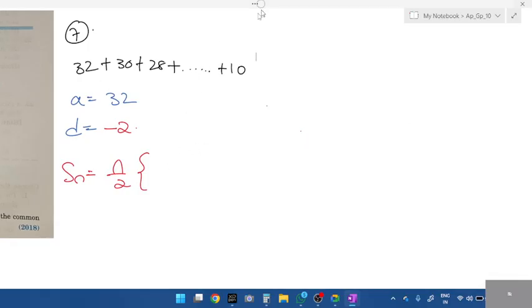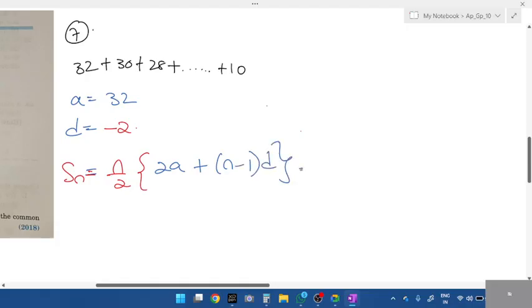Yes, tell me, Naomi. 2a, not 2a. Tell me the formula. Yes, some formulas. What's the answer, formula? N by 2 into 2a plus, into d. Right? Fine. In order to find the sum, n value is required, right?